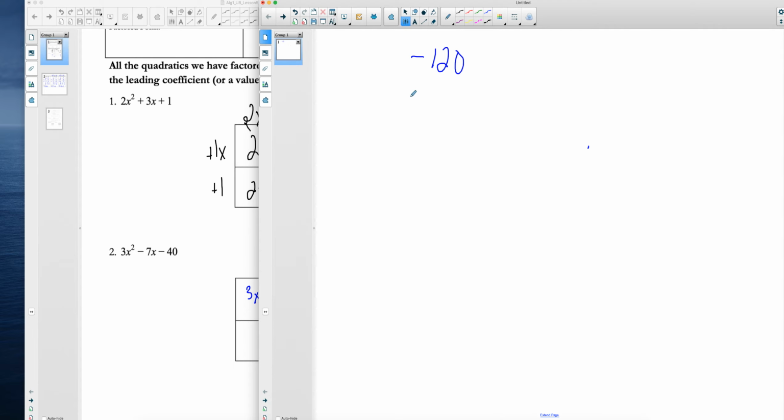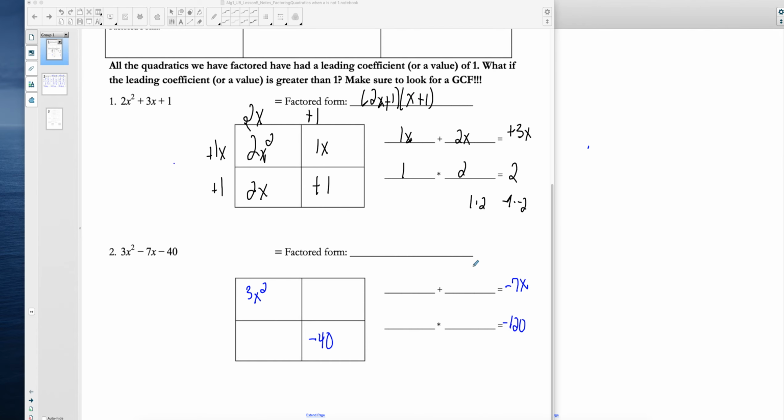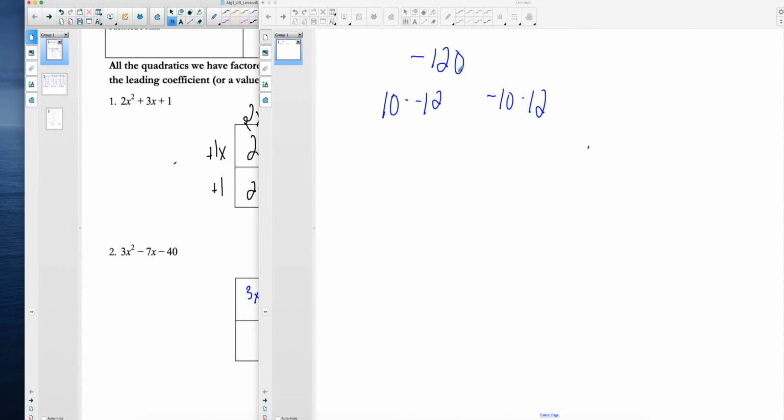There's lots of things that you will start working through and seeing as you do this. Sometimes you literally have to just sit down and go, okay, it's 10 times negative 12, and that means it's also negative 10 times 12. And we're trying to get to negative 7x. Neither one of those gets us to negative 7x if we think about adding them, so you just have to keep cycling through the numbers.